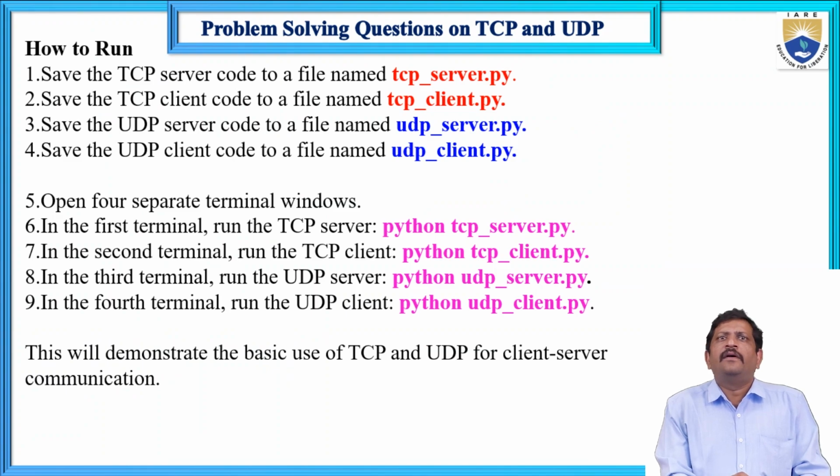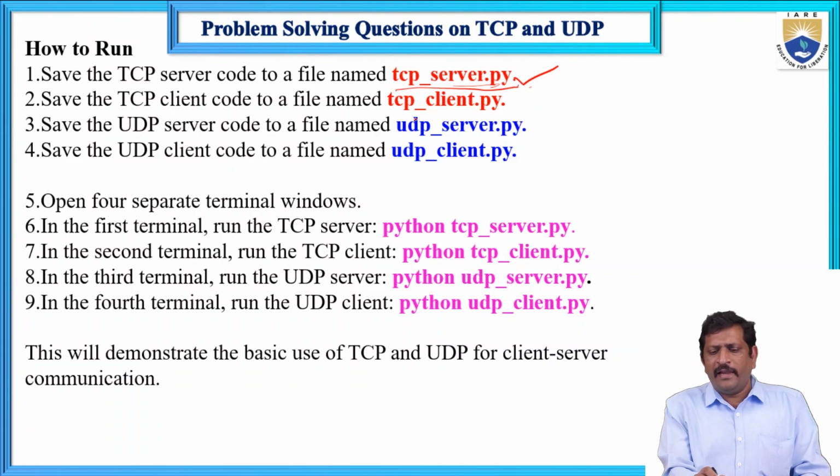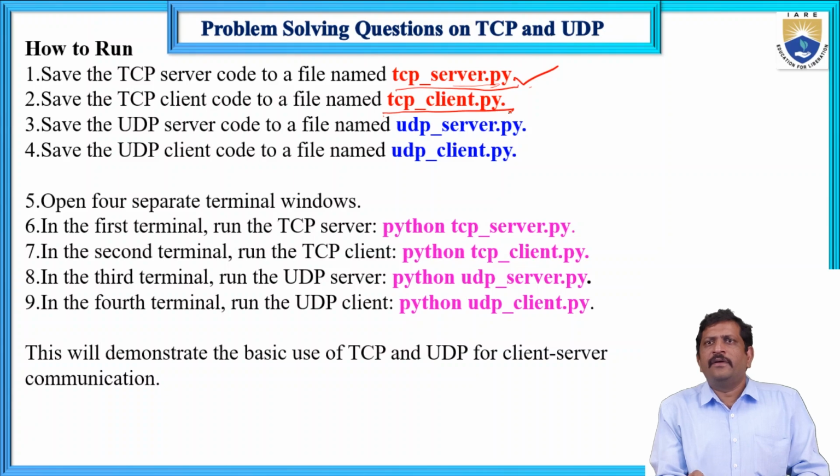So generally, how to run the TCP and the UDP? First, whatever TCP code we have written can be saved in a Python file. We save the TCP server code to a file named tcp_server.py, and the TCP client code to a file named tcp_client.py. So tcp_server.py is the server code and tcp_client.py is the client code.